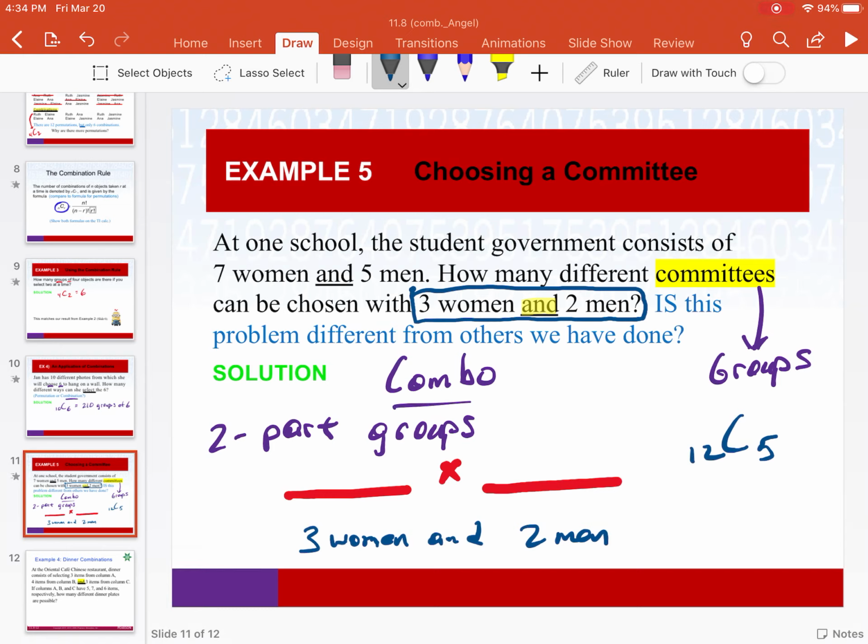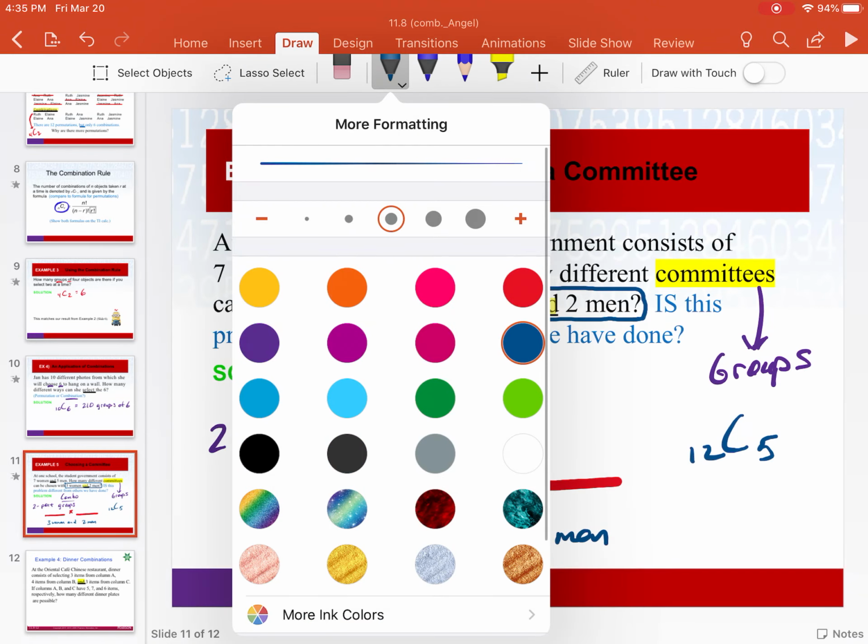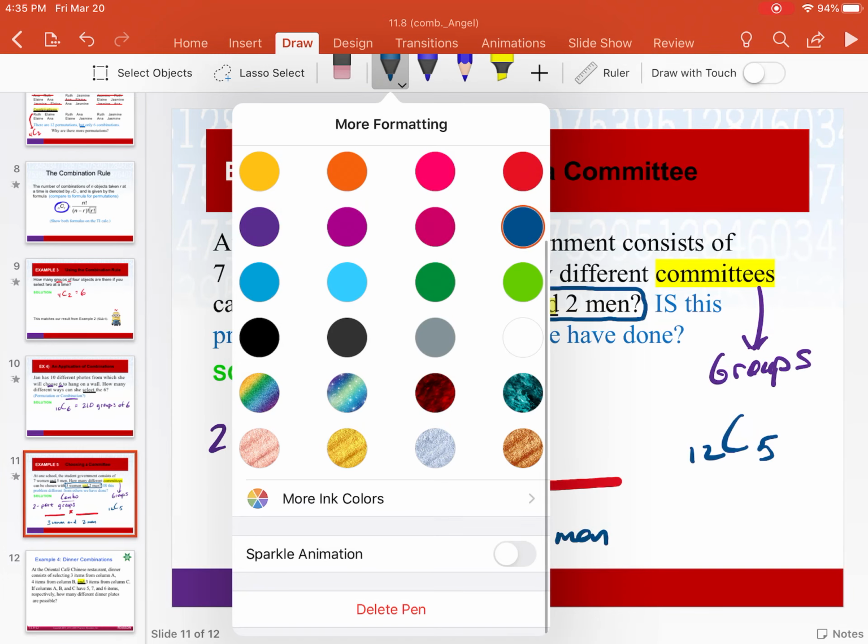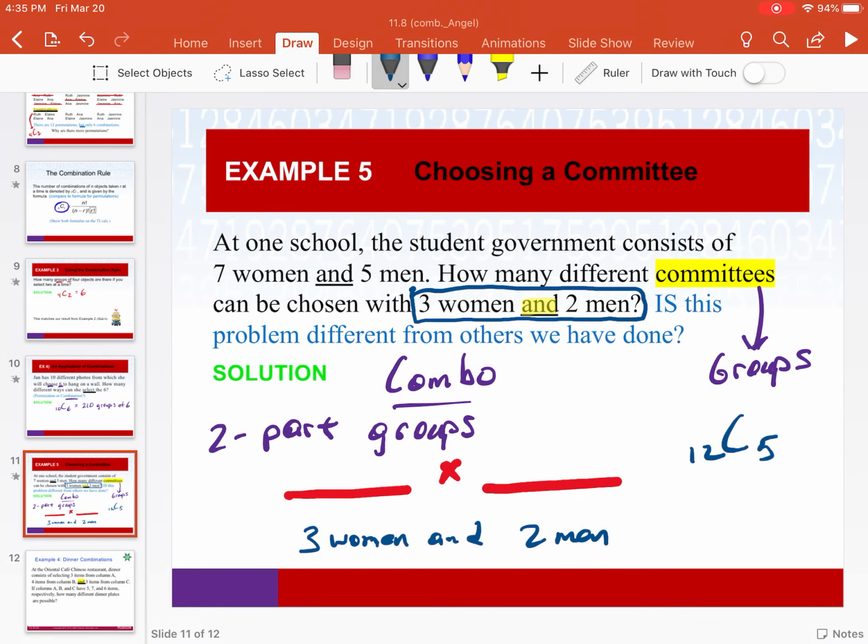All right, so let's think about this. How many different ways could we have the 3 women part of our committee? Well, that sounds like a little group in and of itself, right? A little combination. Because how many women are there? There's 7. So let's do the women by itself. The women would be a combination of 7. And how many women do we want of the 7? 3. So that would be little groups of 3 women.